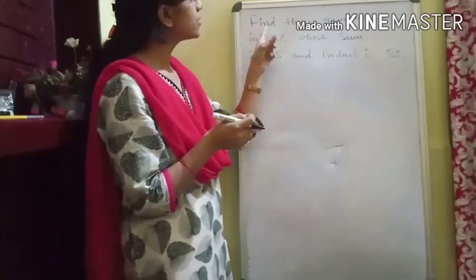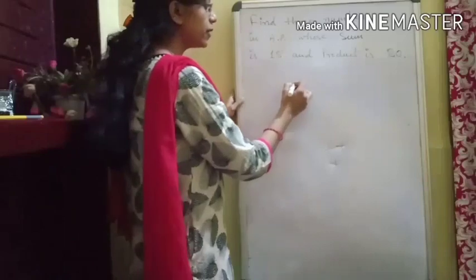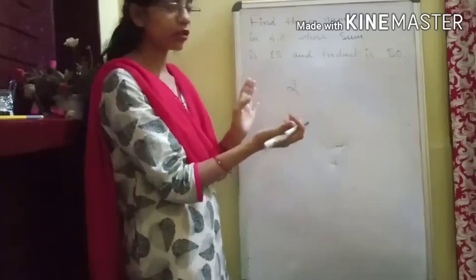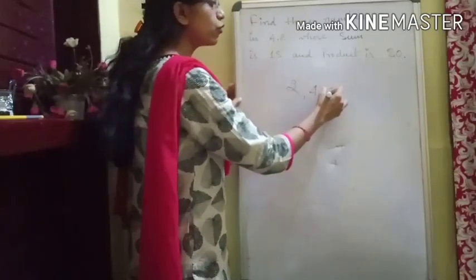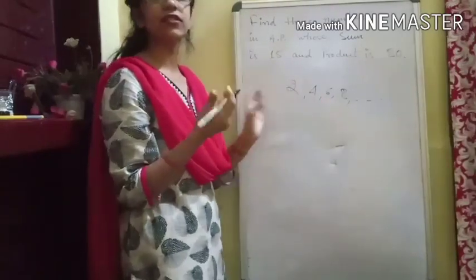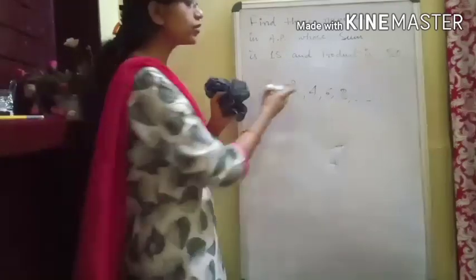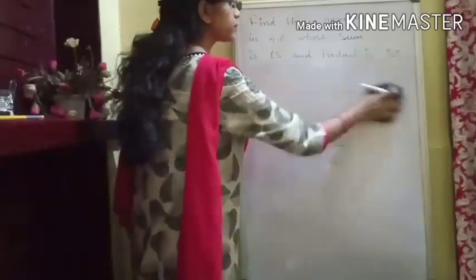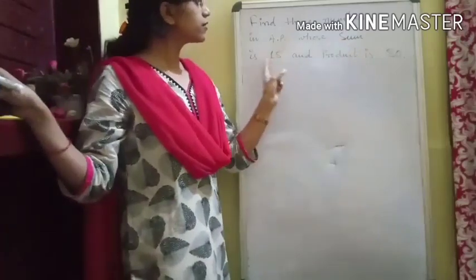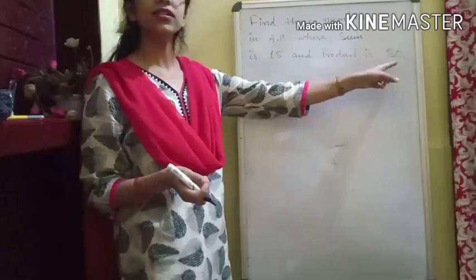If you see, it is written: find three numbers in AP. That means there is an AP given. We don't know which AP they are talking about. You know 2, 4, 6, 8 and so on. So this is an AP, where the common difference is every time the same, 4 minus 2, 6 minus 4 and all. So we have to take three terms in AP whose sum is 15, and the product is 80.